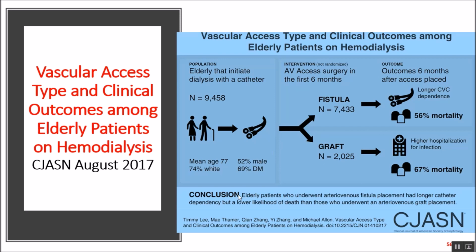So in conclusion, the elderly patient who underwent arteriovenous fistula placement had longer catheter dependency but a lower likelihood of death than those who underwent an arteriovenous graft replacement. So the second choice for the elderly is doing a native arteriovenous fistula and putting in a catheter if it's necessary to do.